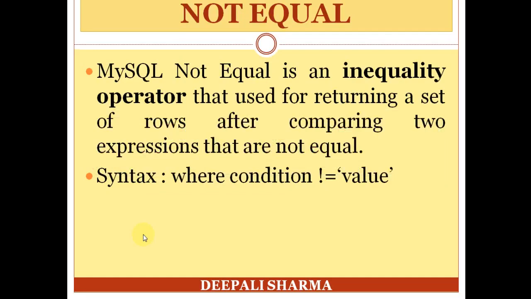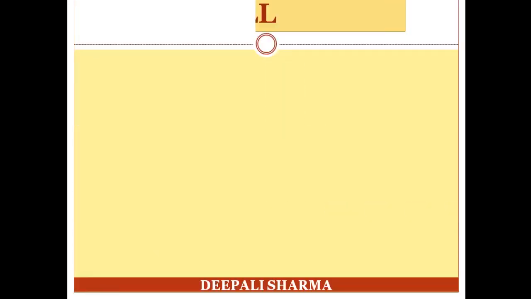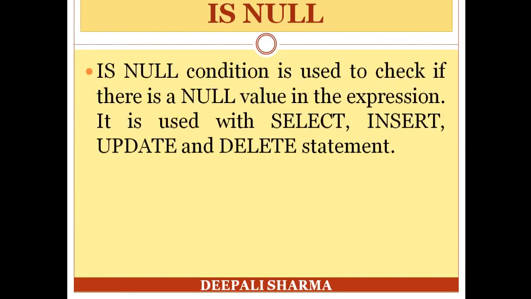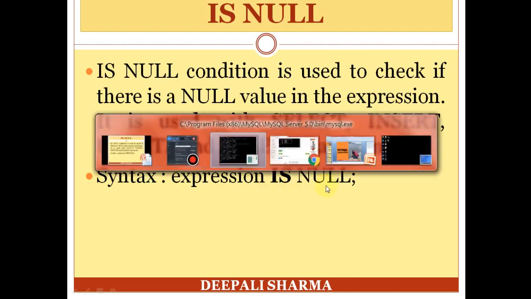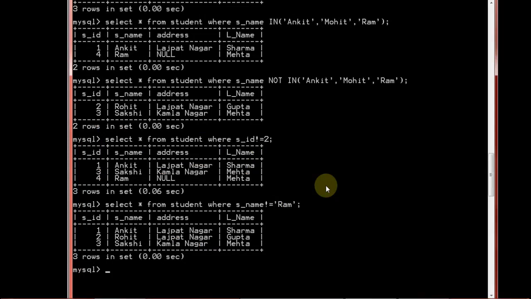Now let's move on to the next operator, that is NULL. So IS NULL is basically a condition used to check if there is a null value in an expression. You can also use it with these statements. So the syntax of this null expression is, you write the expression, then you write IS NULL. Fine. So just see practically.